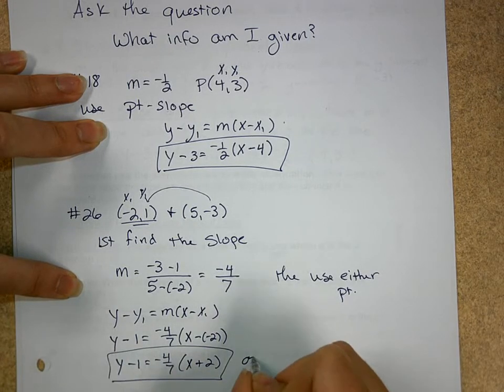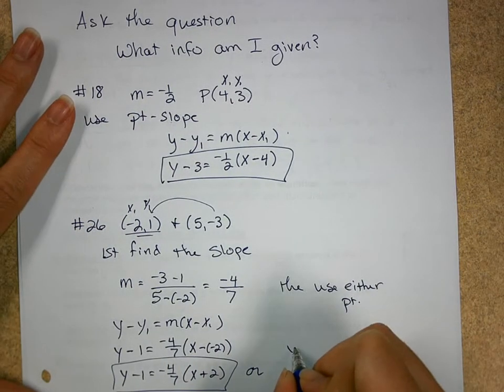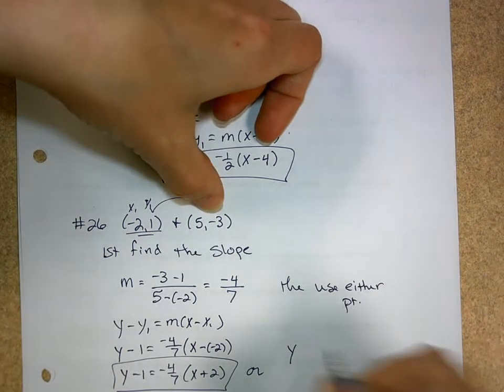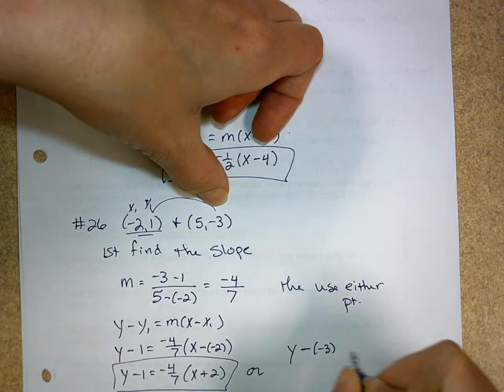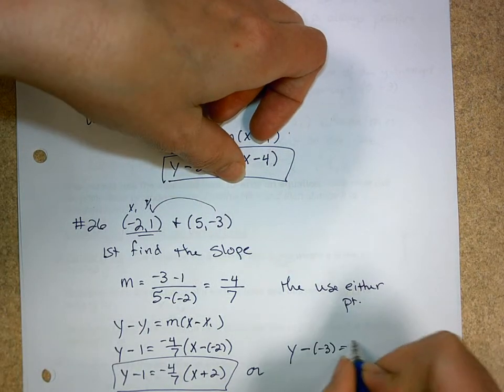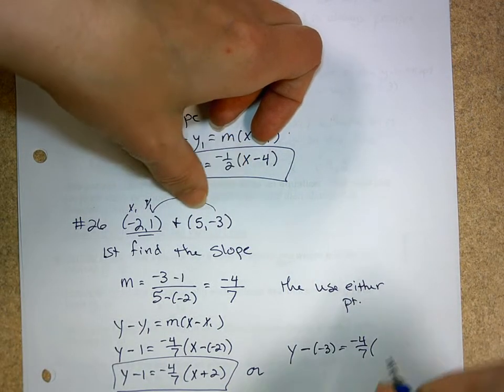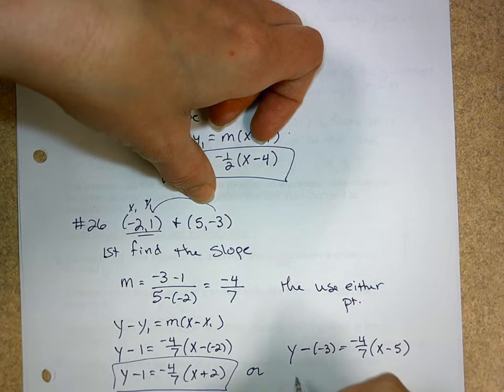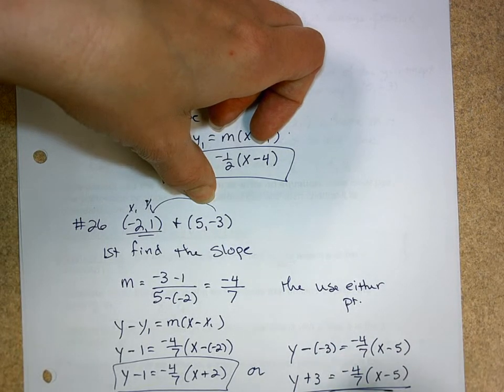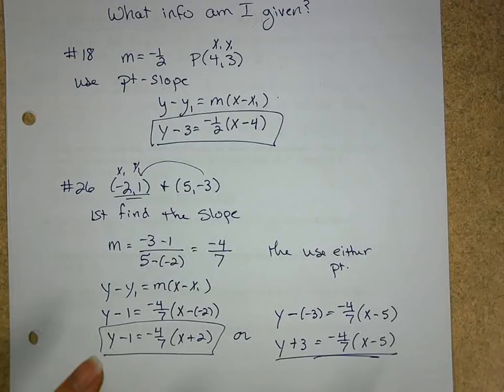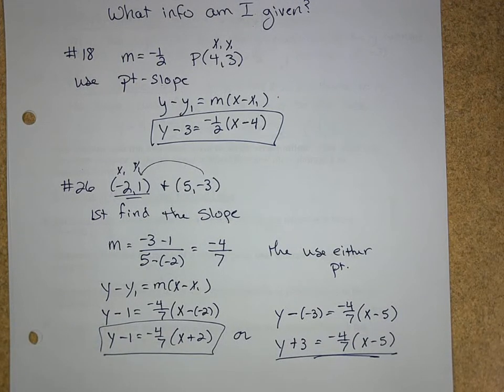That's one form. But if you like the other point, you just use the other point. Y minus y1, well, that'd be subtracting a negative 3. Our slope is a negative 4/7, and it would be x minus x1, which would be 5. So then that turns into y plus 3 equals a negative 4/7 times the quantity x minus 5. Now, please hear me on this. You only have to give me one answer. I know that there's two different choices, so you only have to give me one, though. So hopefully this gives you some hints on how to do these. I'm looking real forward to seeing how you do.